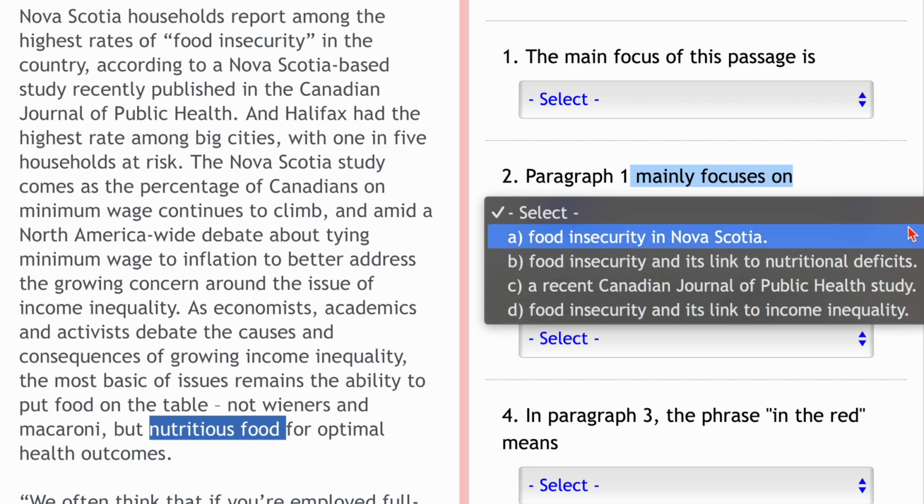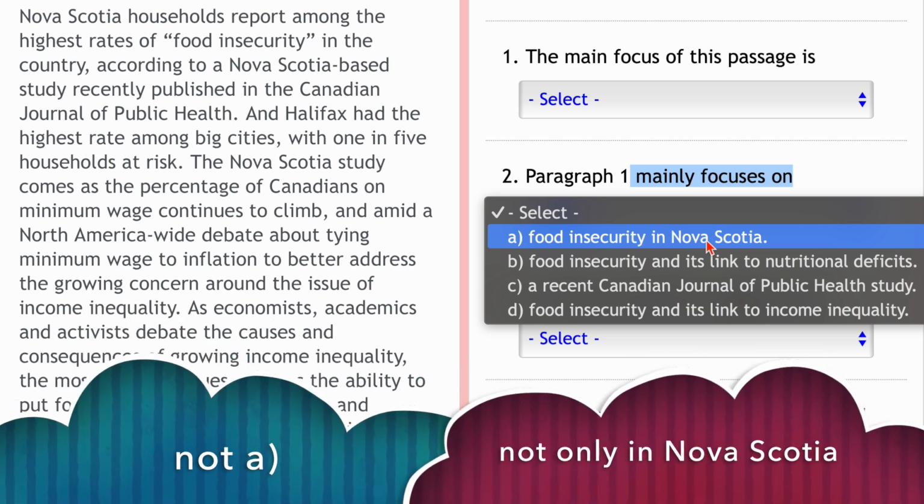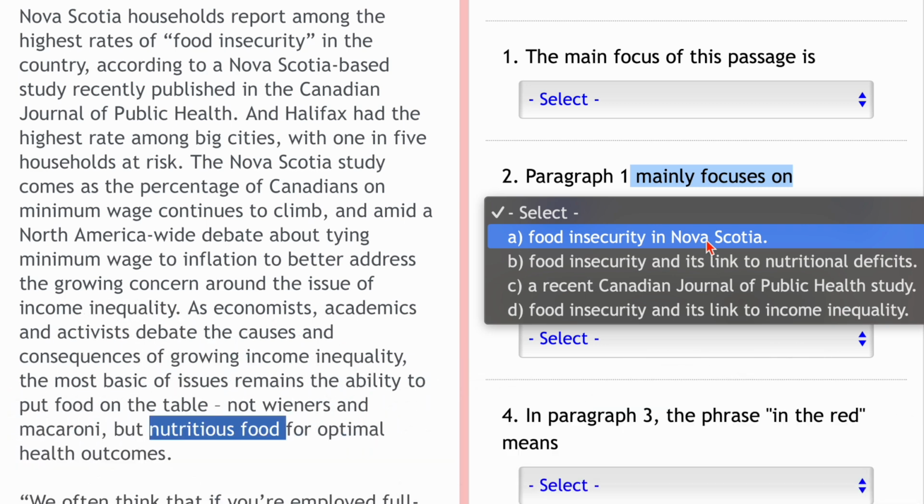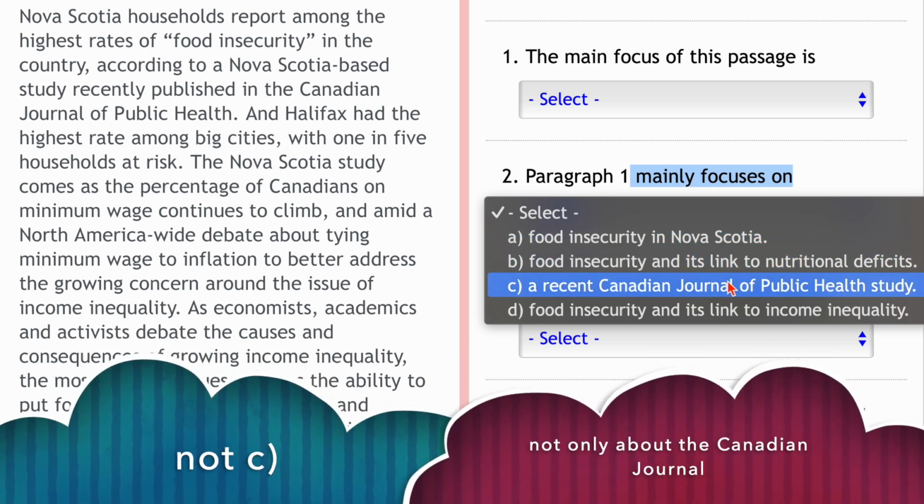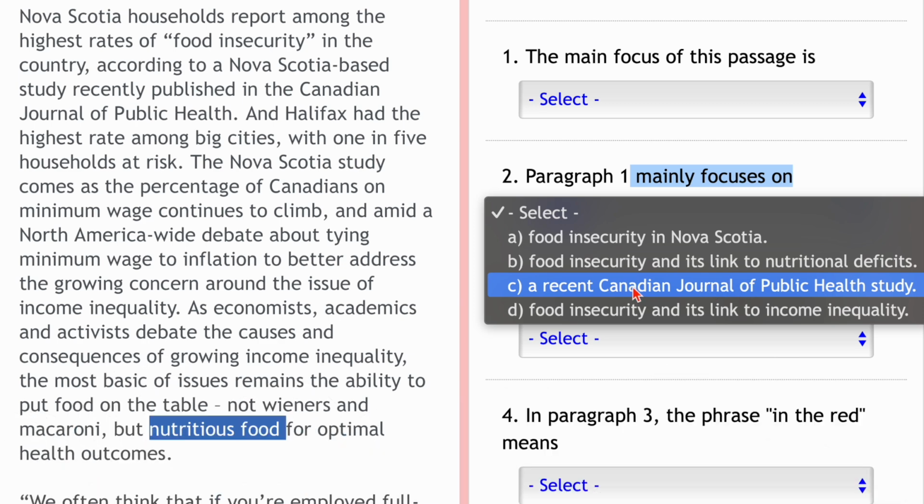Well, what do we think? Well, it's definitely not food insecurity in Nova Scotia because it says Nova Scotia has the highest rate, but it's across Canada, so not A, okay? And also not C because it's not about the Canadian Journal at all, actually. So not A. So B or C?